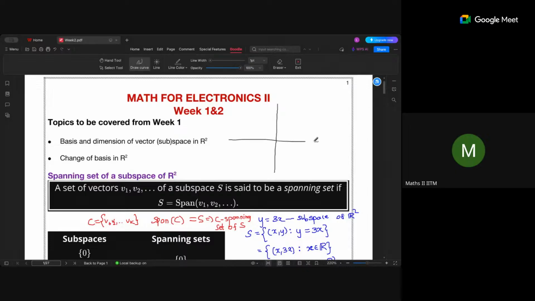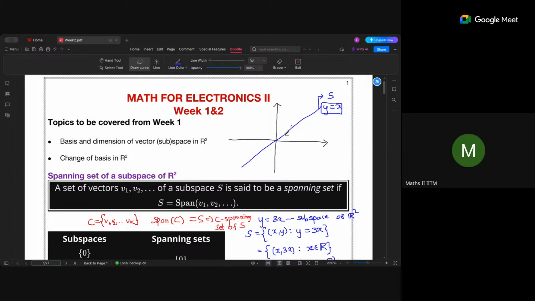This is your R2 plane. Now let us take the simplest line. This is usually easier to explain. This is a straight line passing through origin. Now, is this a subspace? Yes, ma'am. Shall we call this S? Okay, let's call this S. Now, to generate this line, can I just take any vector from this line and generate? Yes, it will be a scalar multiple.